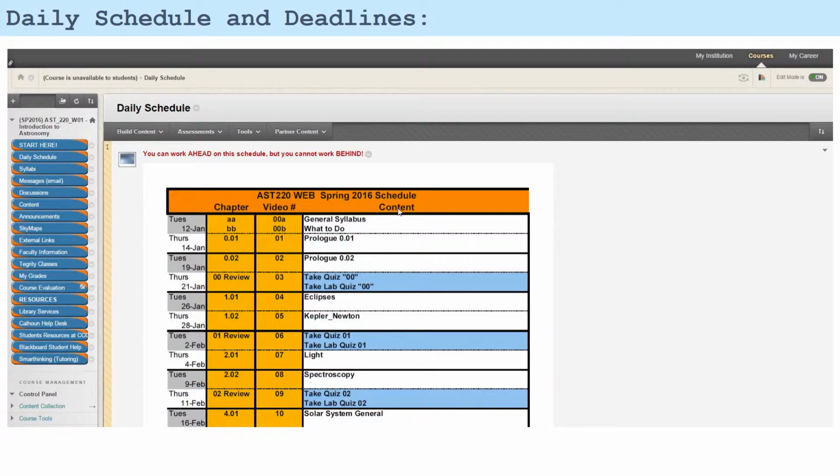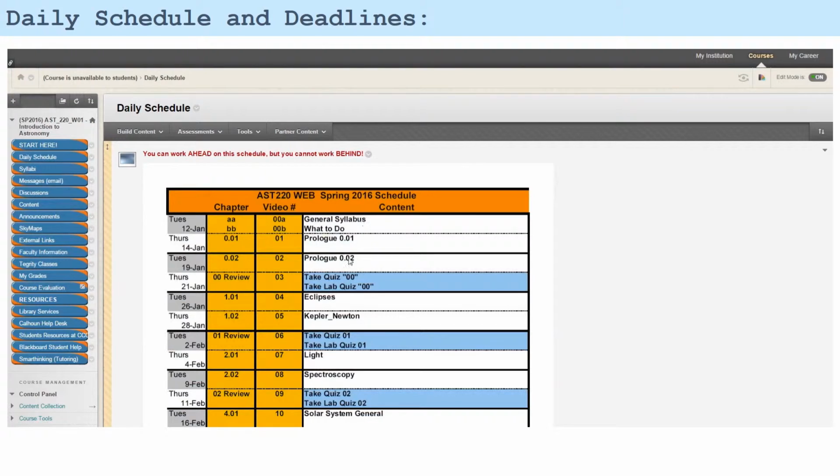And so this is a suggested schedule. The only thing that's definite in this daily schedule is the days of the quizzes, the deadlines for the quizzes. So this first deadline for the quiz 0, for this chapter 0, would be Thursday, the 21st of January, and you would have to complete those quizzes, the lab quiz and the lecture quiz, by midnight on that day, Thursday.